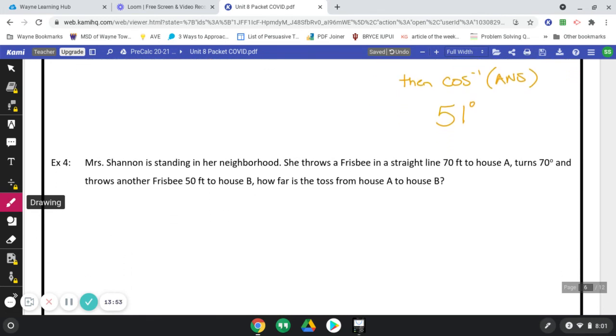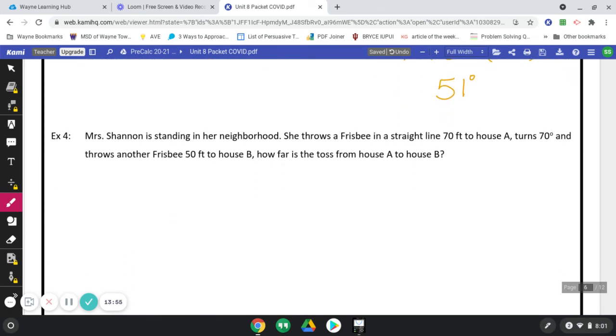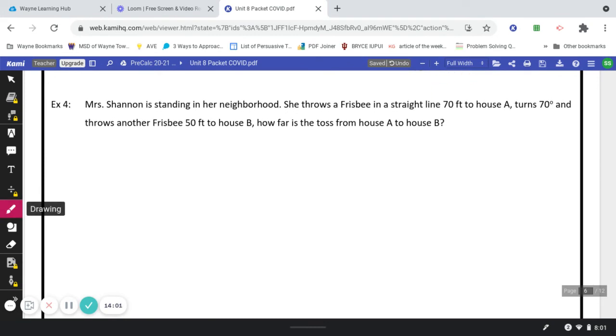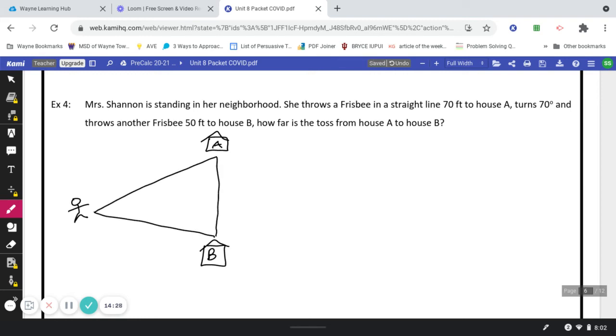All right, for our last problem, example 4, we've got a story problem here. First thing you want to do with a story problem is draw a picture. So Mrs. Shannon is standing in her neighborhood. She throws a Frisbee in a straight line, 70 feet to house A, turns 70 degrees, throws it to house B. So I've got Mrs. Shannon, then house A and B. So I'll put me over here in the corner right here. And then we've got house A. And down here we'll have house B. Either way, you're going to be drawing a triangle with your sides, with your angles A, B, and C.